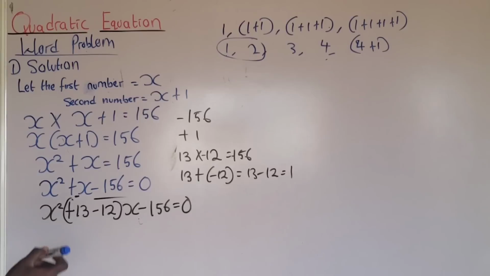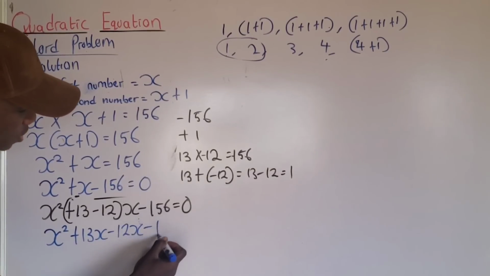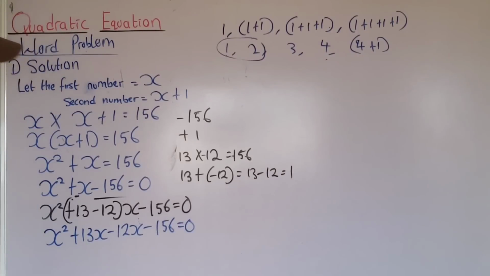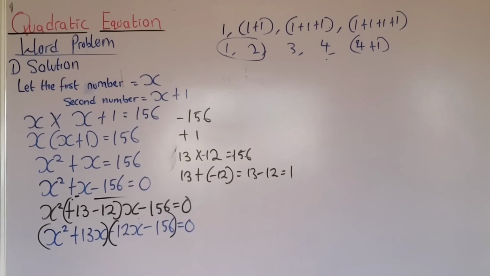Here I'm going to have x squared. Okay, now open the bracket. Plus 13x minus 12x minus 156 equals to 0. Do you understand it to this point? If you didn't understand, kindly reverse the video and listen to the explanation again. Okay, so having gotten here, all you have to do now is to factorize. But before we factorize, I'm going to separate this equation into two. The first part being here and the second part being this. You understand? So I'm going to have separated the equation into two.